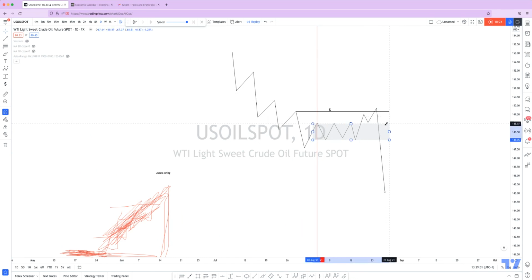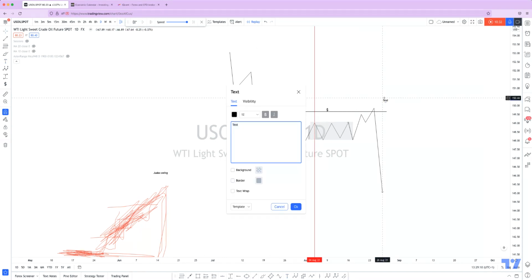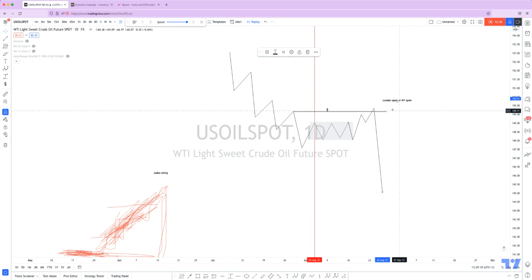So, okay, this is the Asian range. So during the London session open, we can have this move here. So let's note it: London open or New York open. That's the time that we have this move. So I believe you understand.